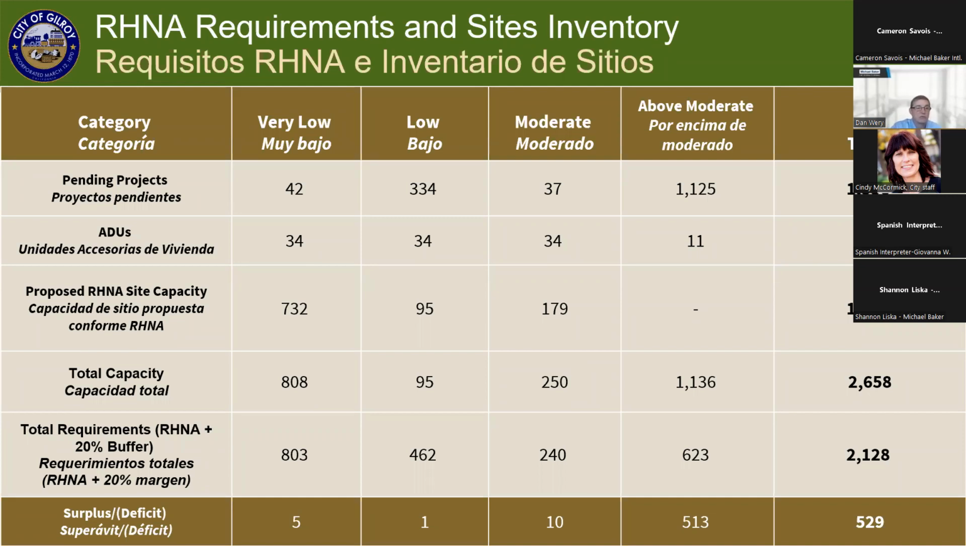So this next to last row, total capacity, shows the combination of our pending projects, our projected accessory dwelling units, and then what we're proposing as new sites to meet the state requirements. That shows that we're able to meet or exceed our RHNA plus buffer on this bottom row in tan. And then the bottom row shows how we are in terms of that total count, surplus or deficit. So we've got 20% or more buffer for all categories and incomes.